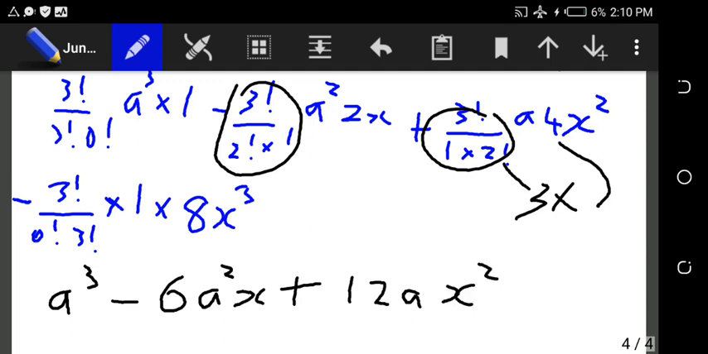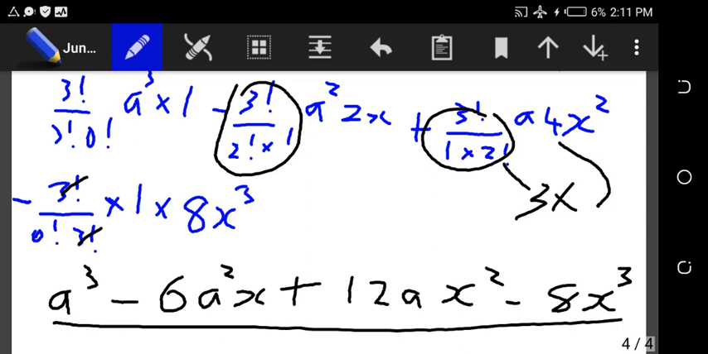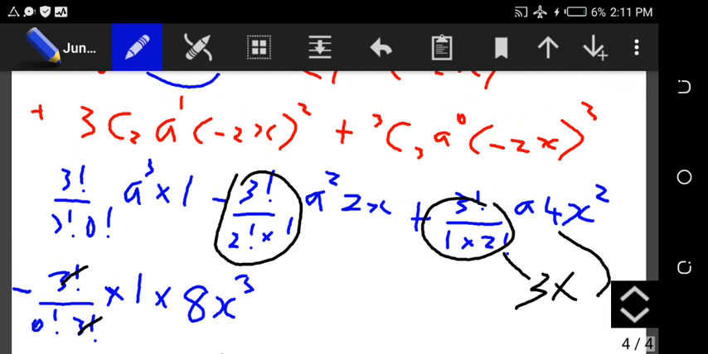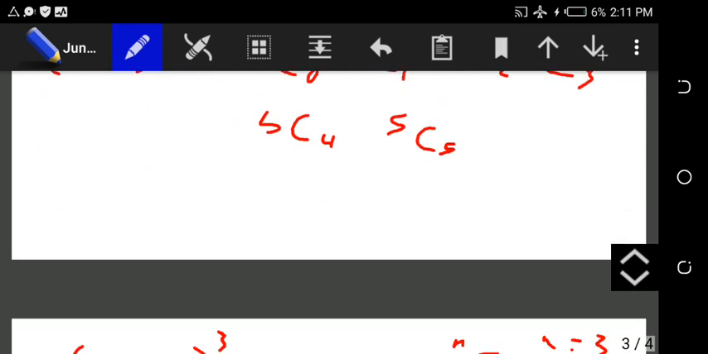All right, and lastly we have this one, which is minus in this case. Now all this here will evaluate to 1. It was 3 factorial, we'll cancel 3 factorial, so you have 0 factorial. 0 factorial is 1, so 1 over 1 is 1. 1 times 1 is 1. 1 times 8x raised to the power 3 will still give you 8x raised to the power 3. And this here will be the answer to the expansion that we have here.